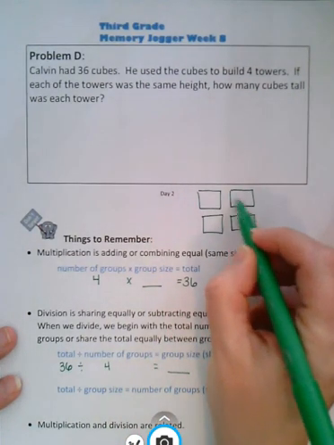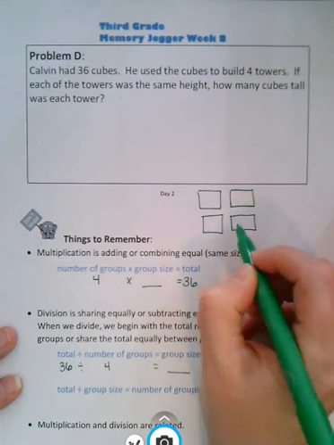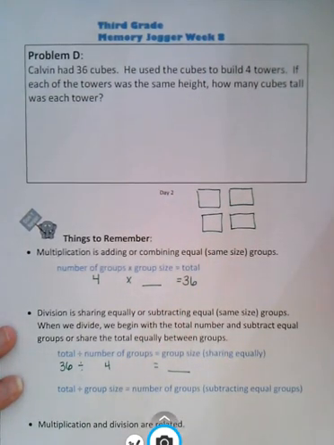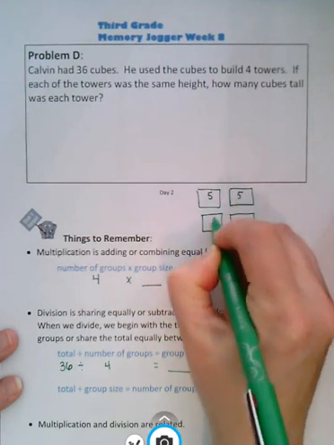So I could go 1, 2, 3, 4, 5, 6, 7, 8, 9, 10, 11, 12. But by the time I got up to 36, I might lose track. So the wise thing to do is start with a larger group. Anytime you can start with 10, you should. But if I were to put 10 in each one, that would already be 40 cubes, and that would be too many. So instead, I'm going to start with 5, which is also an easy number to begin with.